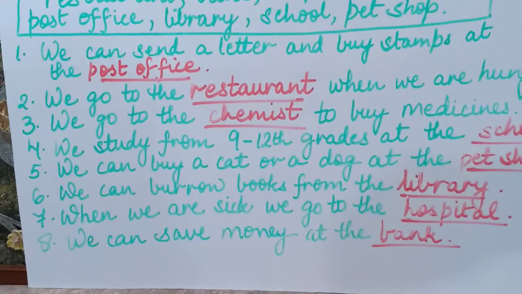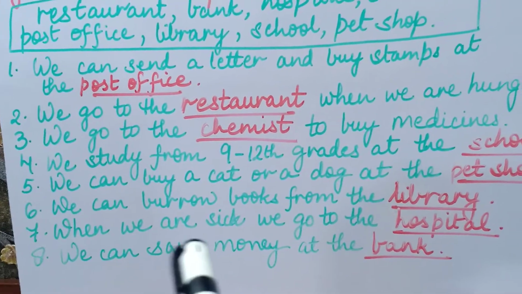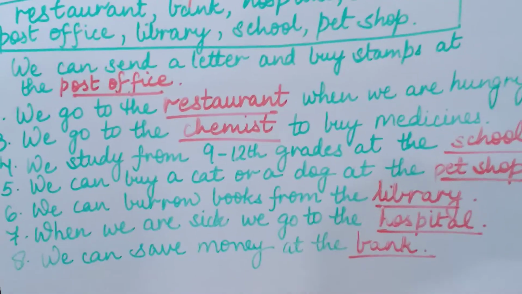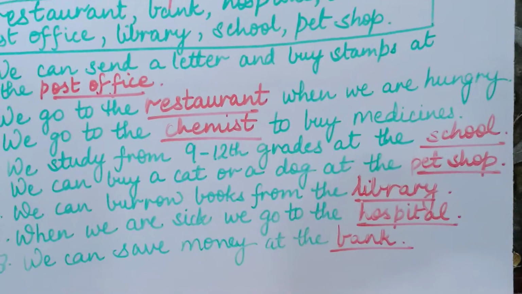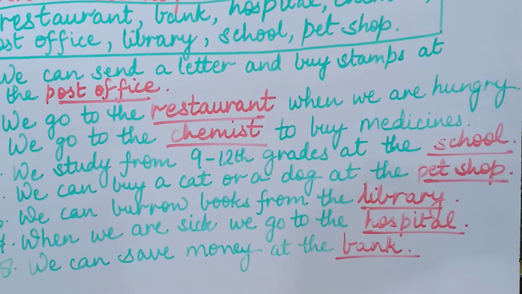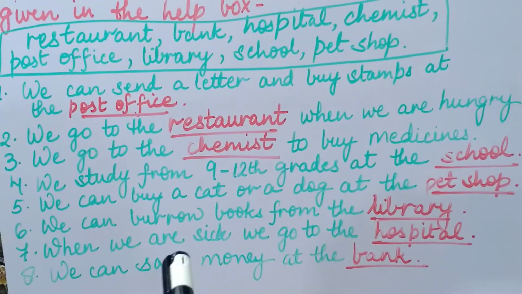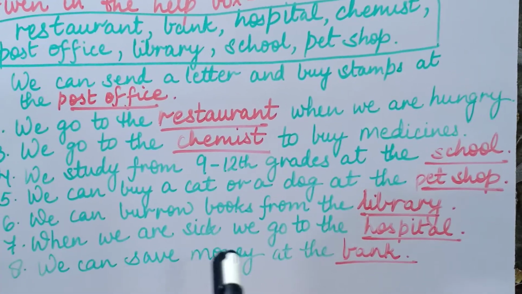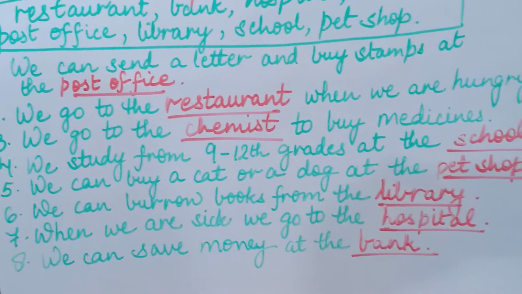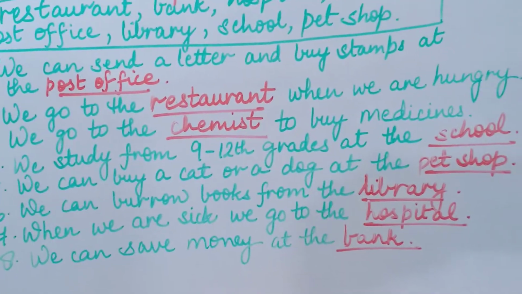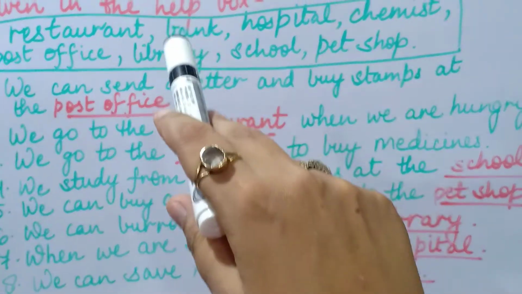LIBRARY. Okay, now the seventh sentence: when we are sick we go to the dash. जब हम बीमार होते हैं तो हम कहाँ जाते हैं? हॉस्पिटल. HOSPITAL. Okay, now the last sentence, the eighth one is, we can save money at the dash. हम लोग मनी कहाँ पे सेव करते हैं? बैंक में. Okay, so the correct answer is bank and it is written in the help box.